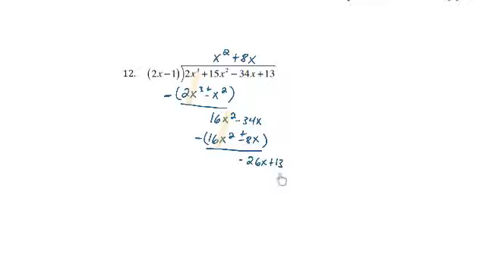Bring down the 13, and then divide negative 26x by 2x. You end up with negative 13. Then negative 13, when you distribute to these two terms, this is what you end up getting. Then you would have to subtract. Because these two terms are exactly the same, this becomes 0, and this also, when you distribute this negative, would become negative 13. So positive 13, negative 13 also becomes 0. So you have no remainder in this problem.